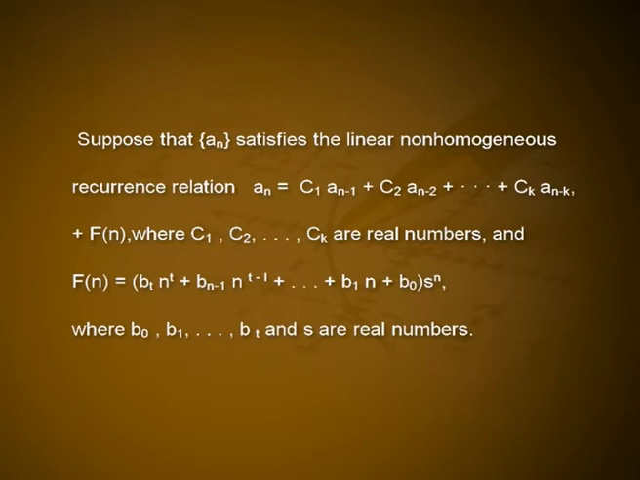Theorem 13. Suppose that a_n satisfies the linear non-homogeneous recurrence relation a_n = c_1 a_{n-1} + c_2 a_{n-2} + ... + c_k a_{n-k} + f(n), where c_1, c_2, ..., c_k are real numbers and f(n) = (b_t n^t + b_{t-1} n^{t-1} + ... + b_1 n + b_0) s^n, where b_0, b_1, ..., b_t and s are real numbers.